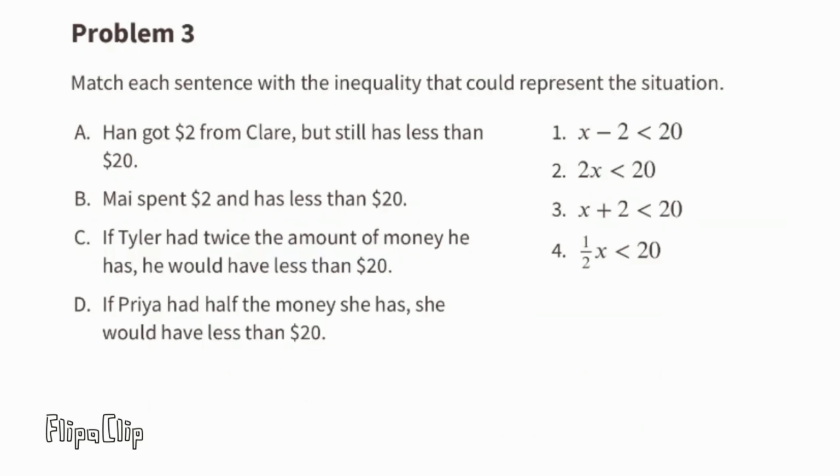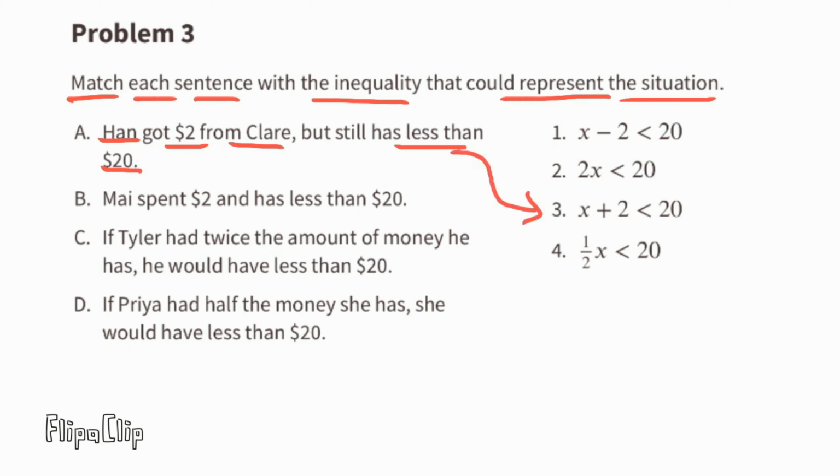Problem number 3. Match each sentence with the inequality that could represent the situation. A. Han got $2 from Claire, but still has less than $20. x could represent the amount of money that Han has, so x plus $2 is less than 20.